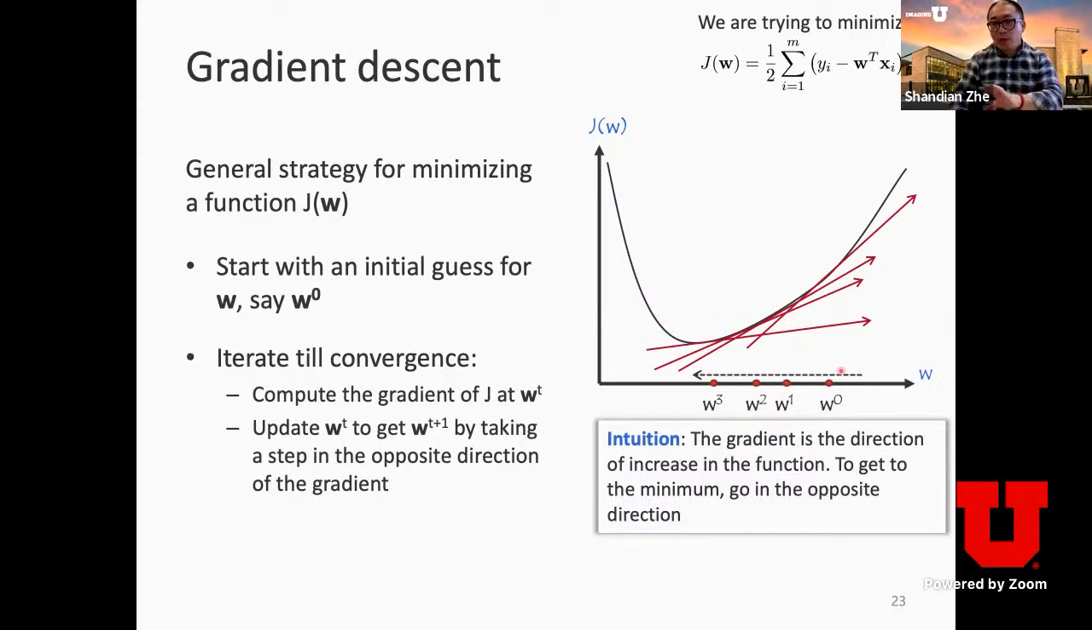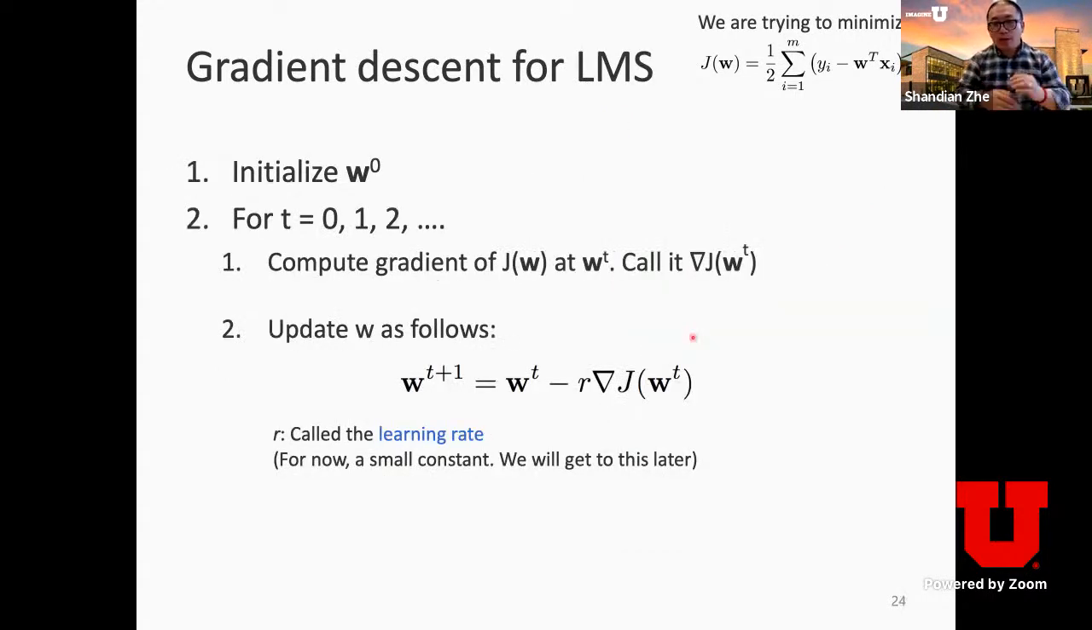Okay, so basically we keep moving our weight vector along this line, the opposite direction to the gradient, right? Until we find some minimum of the objective function. So now let us look at the general framework for our particular least mean square objective function here, right?